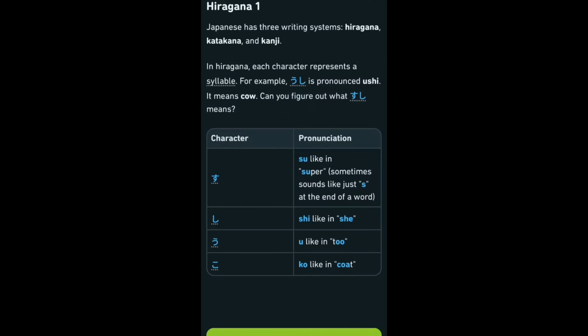As in the dish. So we're going to learn su as in super, and then shi as in she eats some pasta, shi, like in two, and then ko, like in coat, ko. So su, shi, ko.